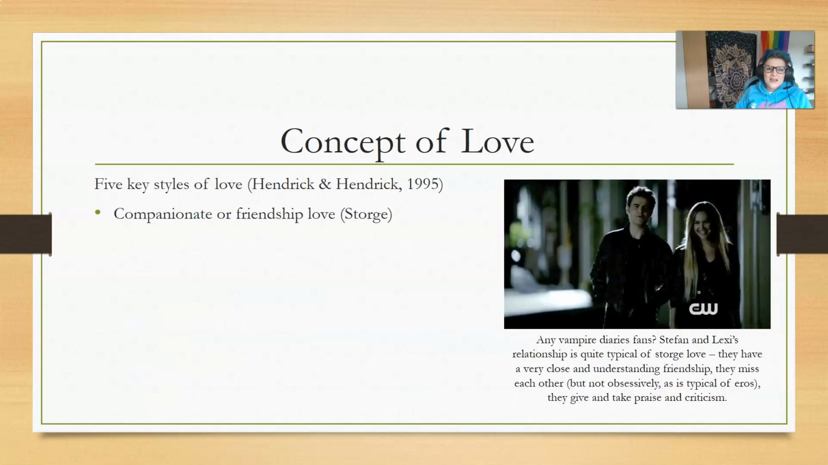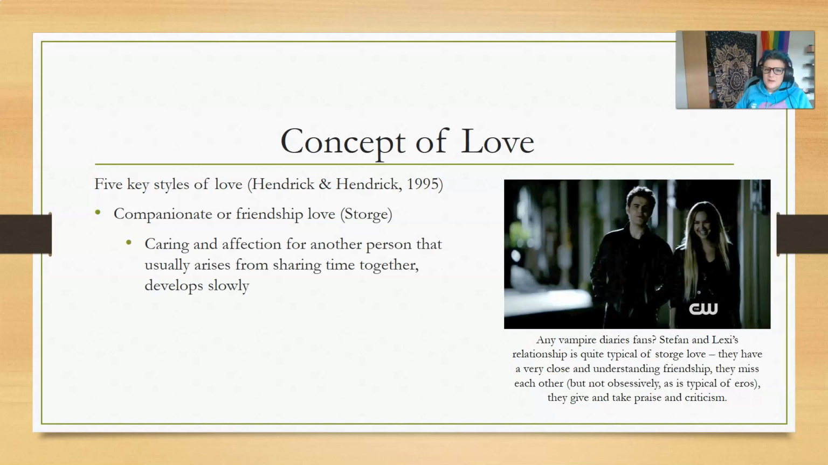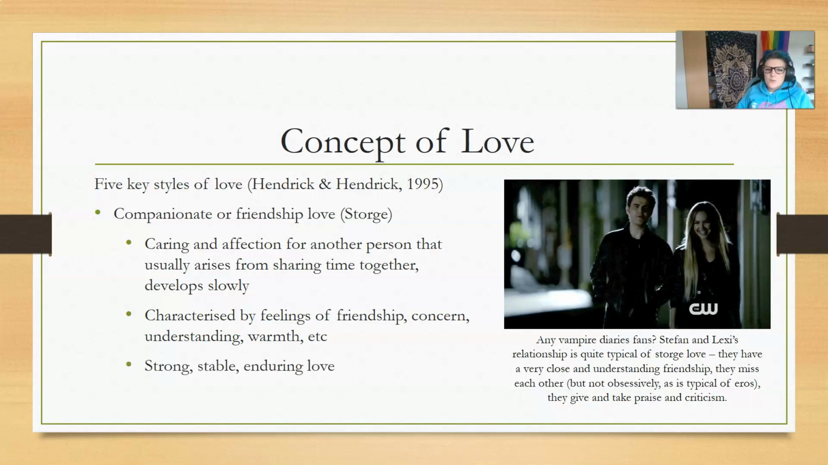Now, the next type of love is companionate or friendship love. This is storge. This is a caring and affection for another person that usually arises from sharing time together and develops slowly. It's characterized by feelings of friendship, concern, understanding and warmth, and it's a strong, stable and enduring love. So this is the kind of love that you might have for your best friend. It's not necessarily a romantic love at all.